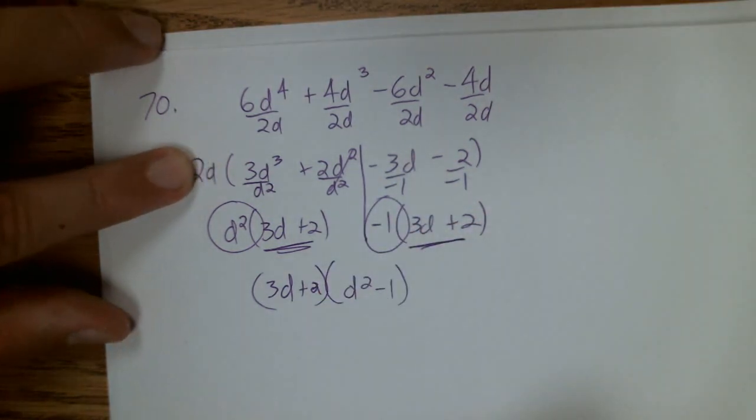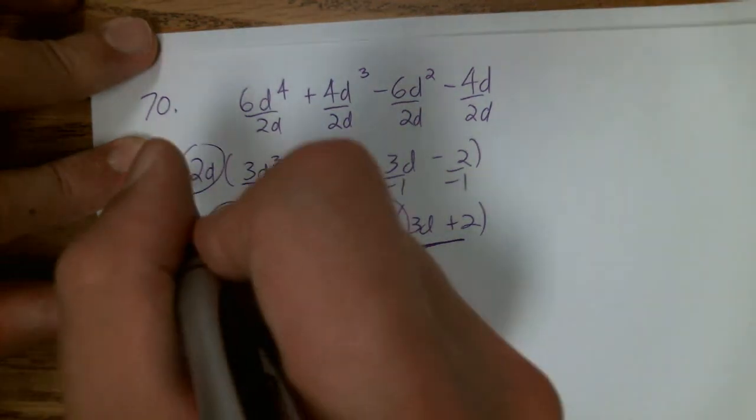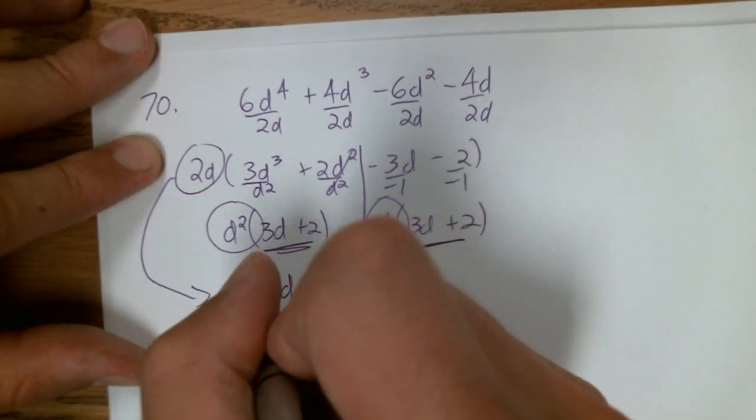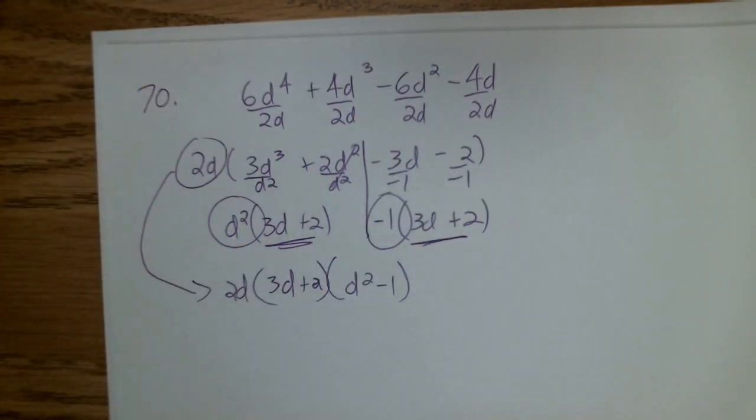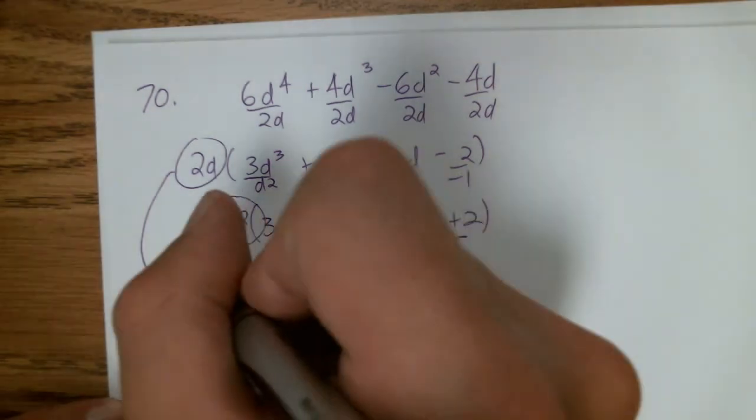But then you cannot forget this guy up here, the original GCF, so you just slap that guy on the front end of your final answer. 2d times 3d plus 2 times d squared minus 1.